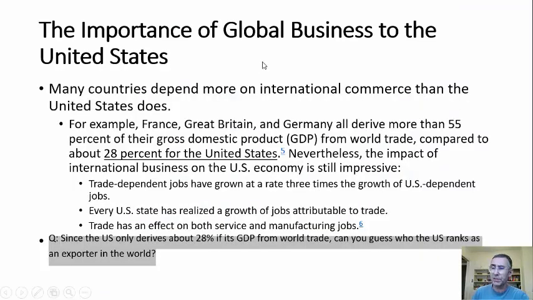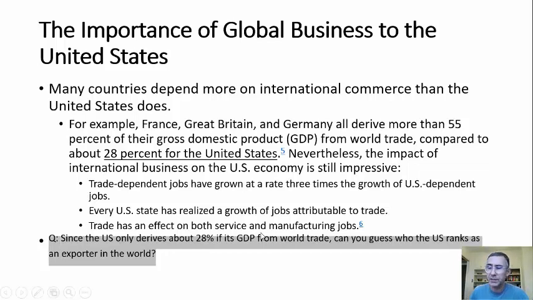So what's the importance of global business to the United States? So we're starting there. Many countries depend more on international commerce than the US does. If you think about our gross domestic product, the American GDP, this is where you can see that 28% of our GDP is made up of dependence on trade. And the example from your author is that some other countries are relying on over 50% of their GDP on trade. Trade is going to matter. The US only derives 28% of its GDP from trade.